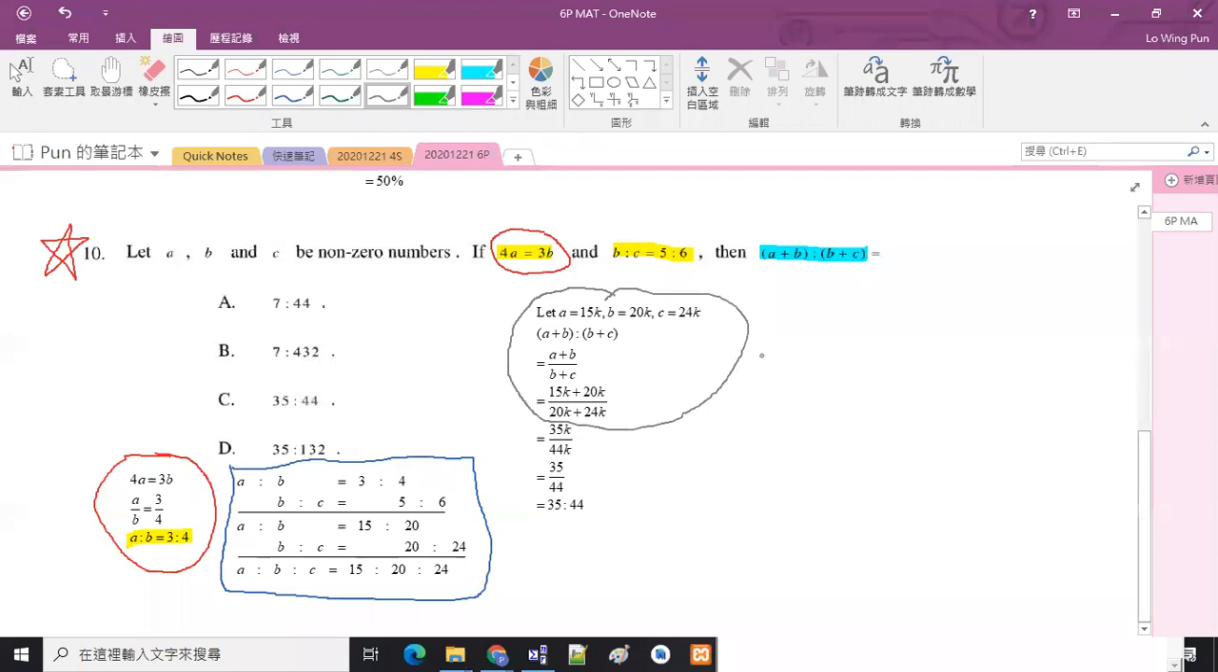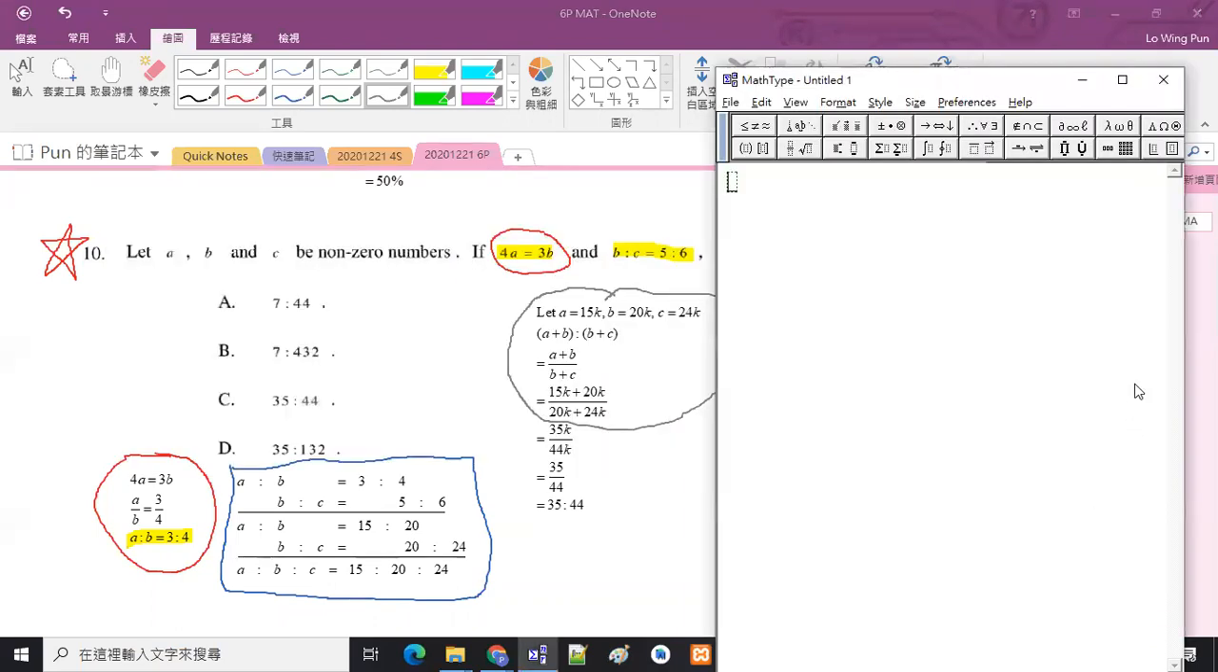呢題我想俾多一個方法。望落會快啲，但係我覺得計算嘅時候，可能會錯嘅機會大啲。我會將 A 同埋 C 都 in terms of B。Express A in terms of B and express C in terms of B. So starting from this equation, so A is equal to 3B over 4, right? Okay, and then I keep this.